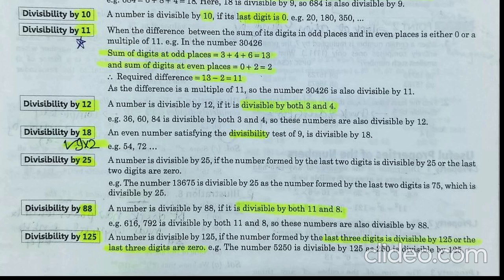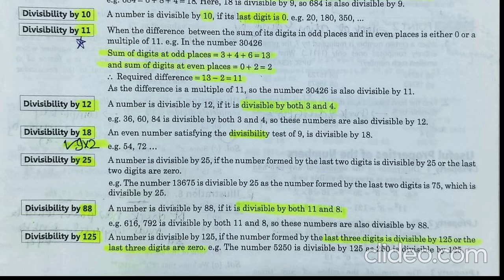Now subtract 2 from 13, we will get 11, and as we know 11 is a multiple of 11. So the number 30426 is divisible by 11. So these 3 divisibility rules are important. What are those? 3, 7 and 11.